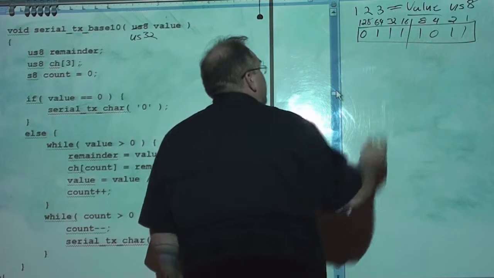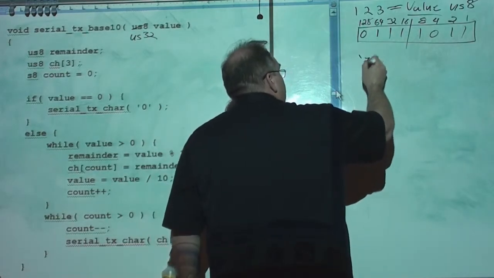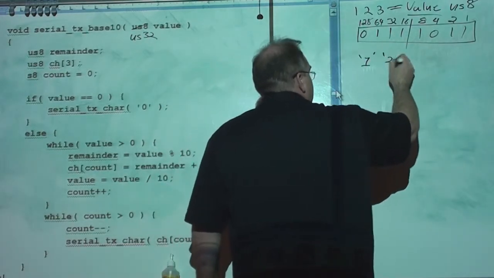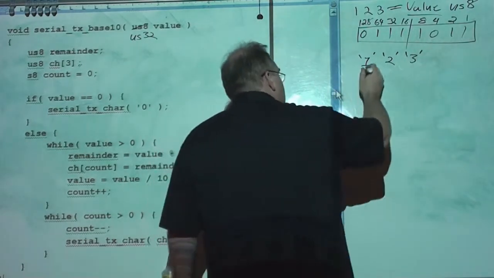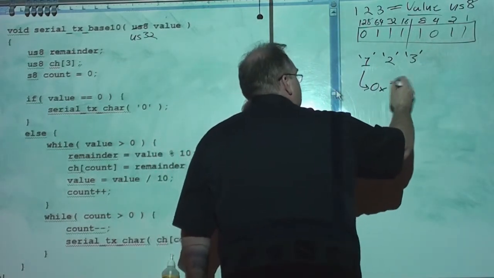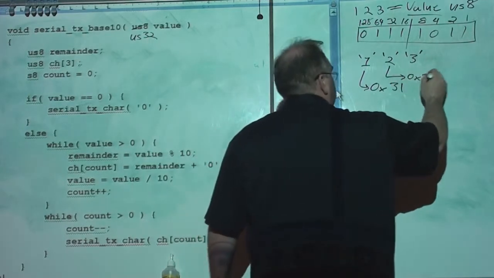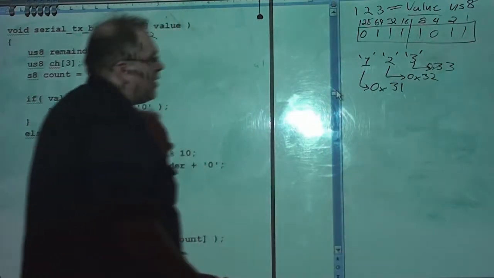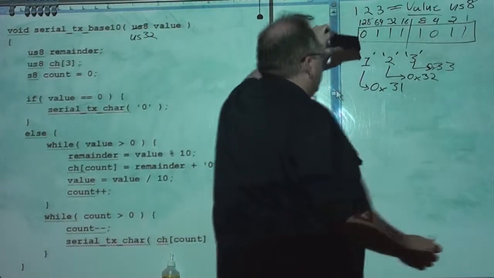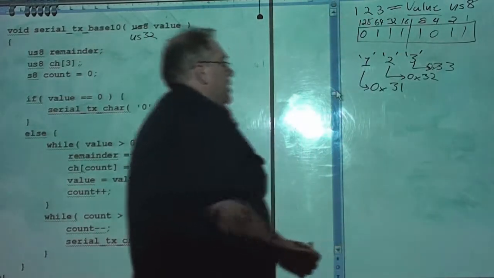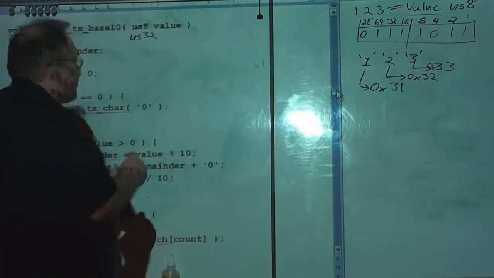But what we want to print out is the ASCII value 1, then the ASCII value 2, then the ASCII value 3. If you recall, the ASCII value 1 is actually the hexadecimal value 31. This is 32. This is 33. Those are all the hexadecimal values. So how do we get one 8-bit value and convert it into 3 ASCII values? And that's what this routine here does.